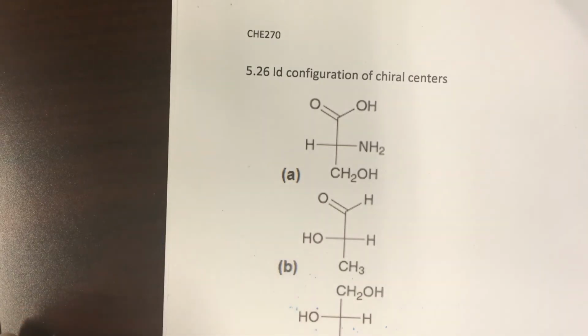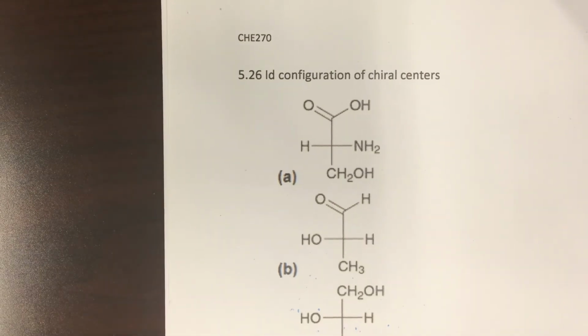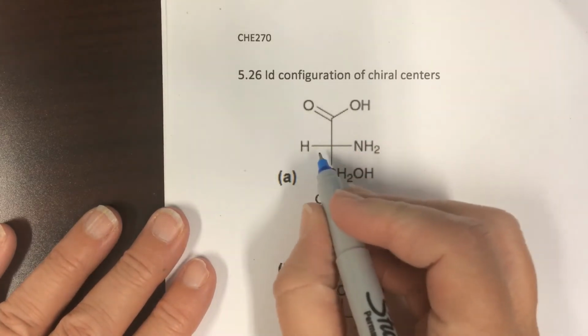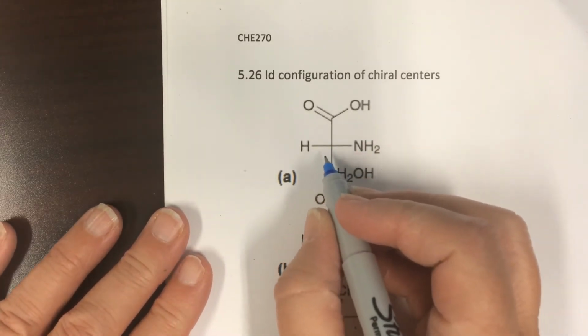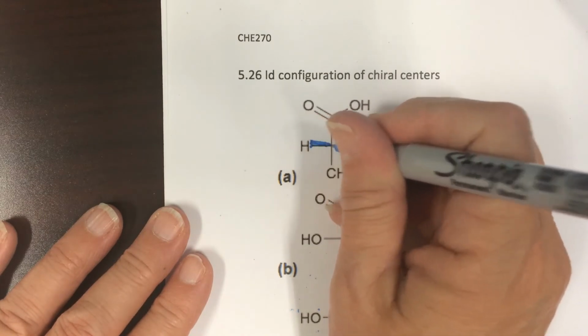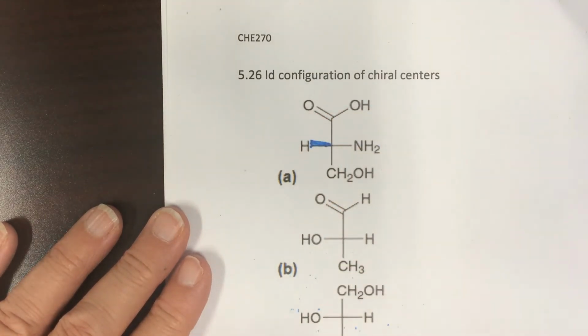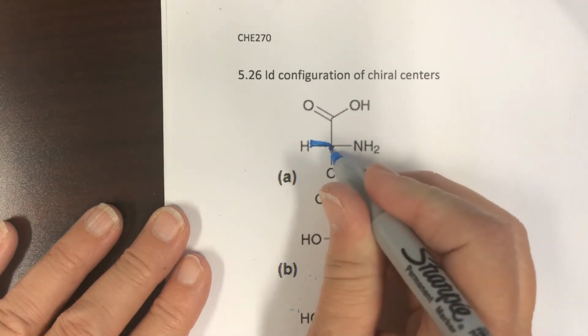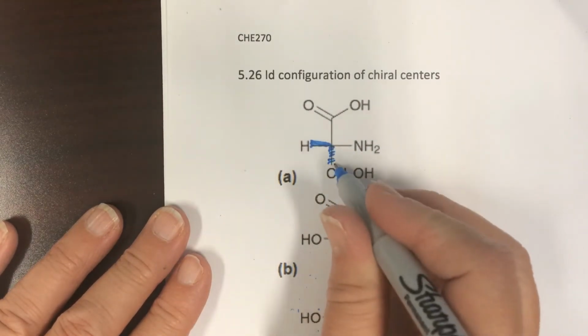So this is a Fischer projection because it's flat, and we want to change one of the horizontals into a wedge. I'm going to pick this one with the hydrogen because it's going to make naming this a lot easier. So we'll make that into a wedge, and we have to pick one of the verticals and make it into a dash, and it doesn't really matter which one we pick. We're going to make that one our dash.